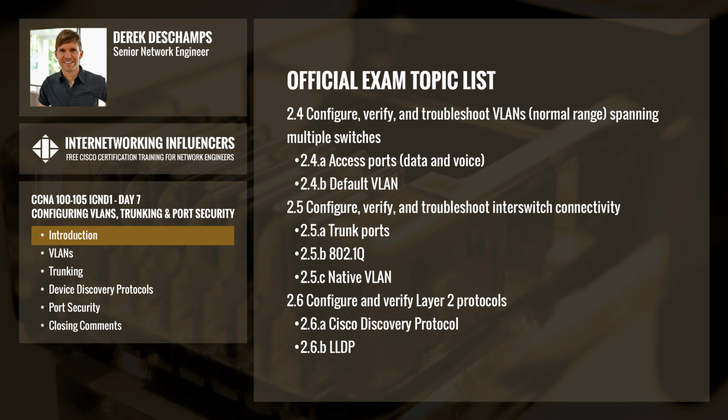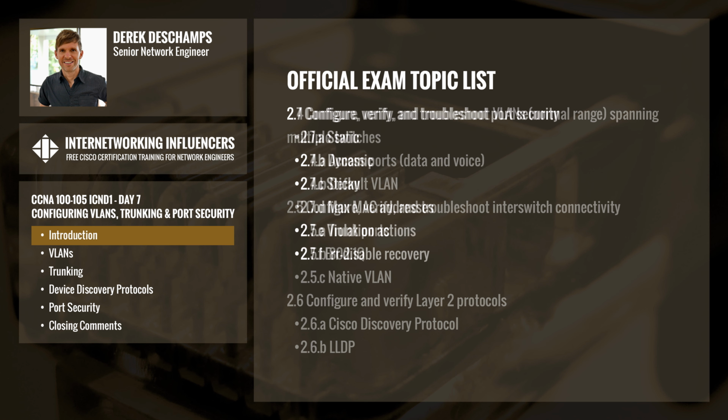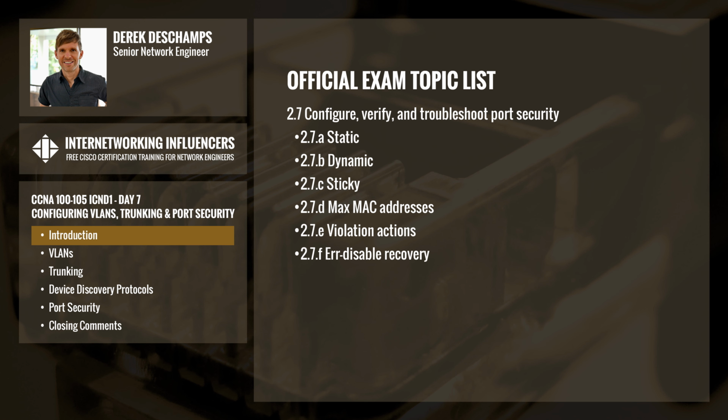Item 2.5, configure, verify, and troubleshoot inter-switch connectivity, including trunk ports, 802.1q, and the native VLAN. Item 2.6, configure and verify Layer 2 protocols, including Cisco Discovery Protocol and LLDP. And lastly, item 2.7, configure, verify, and troubleshoot port security, including static, dynamic, sticky, max MAC addresses, violation actions, and err-disable recovery.